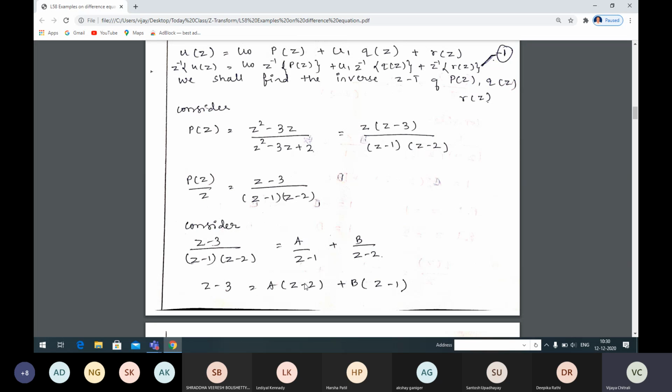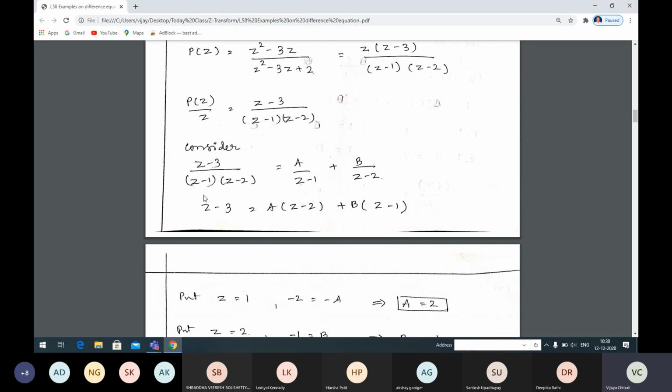Now taking LCM and cancelling the denominator on both sides, RHS and LHS, we get z minus 1 there multiplied by z minus 2, and z minus 2 there multiplied by z minus 1. Cancelling the denominator on both sides, we'll get z minus 3 is equal to a into z minus 2 plus b into z minus 1. So by proper substitution of z, we need to find the constants a and b.